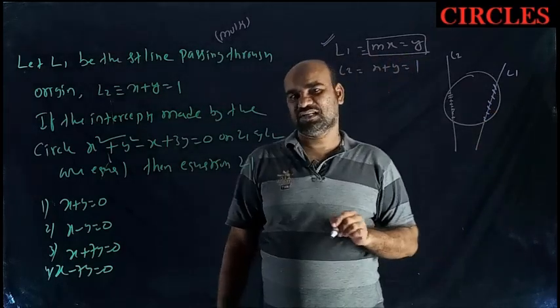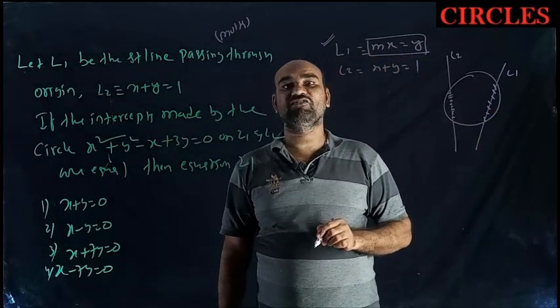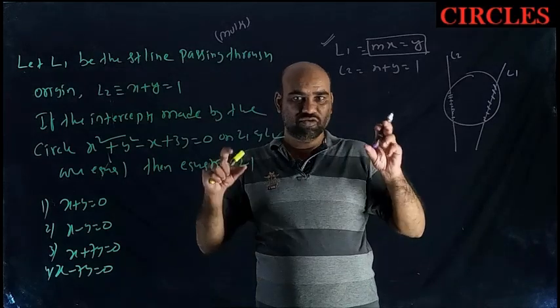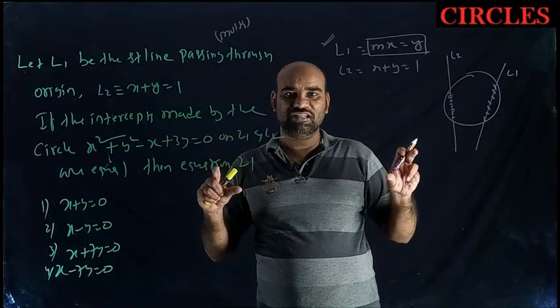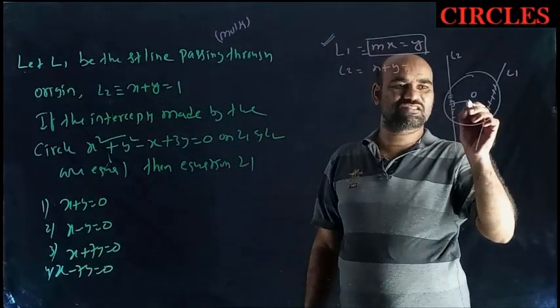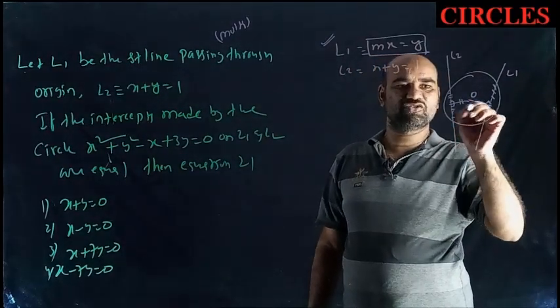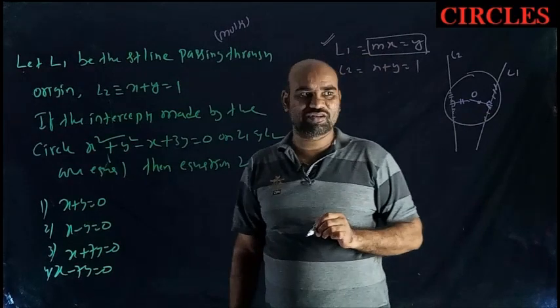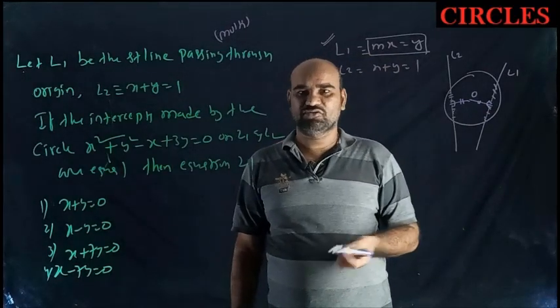Basic concept in circles: equal chords are equidistant from the center. If two chords have equal length in a circle, they should be equidistant from the center. If you draw perpendiculars from the center, this length should be equal. The perpendicular distances should be equal.